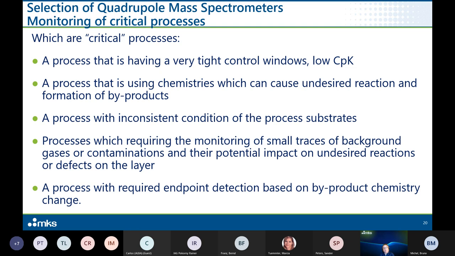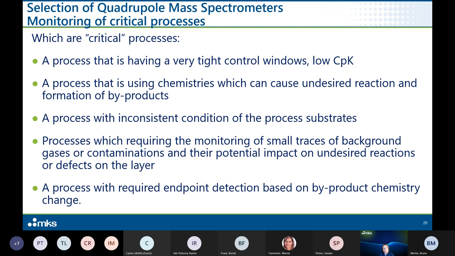Or you have a process where you have inconsistent conditions of the process substrates. So you may want some control over the incoming quality of your substrate, whether it's a semiconductor wafer, a glass panel, or something else. And processes which require monitoring of really small traces of background gases, because these background gases can have an impact on the layer quality, on your product quality, or they can also cause undesired reactions or defects on your layer.